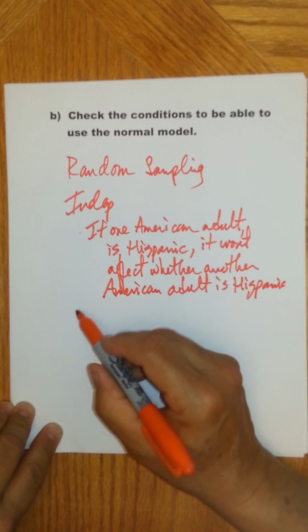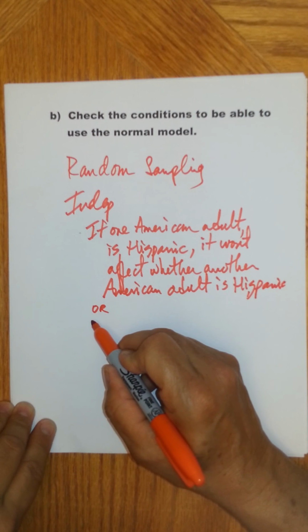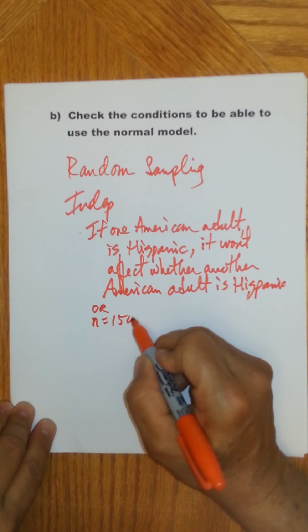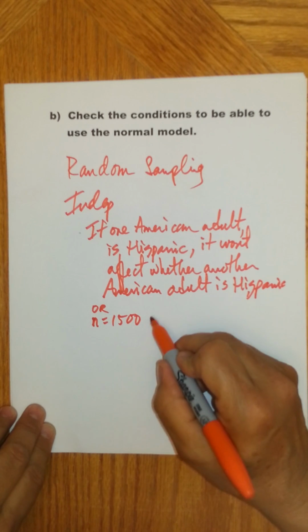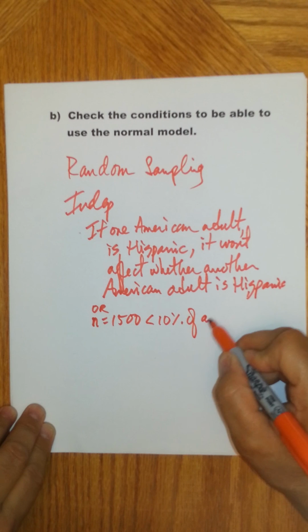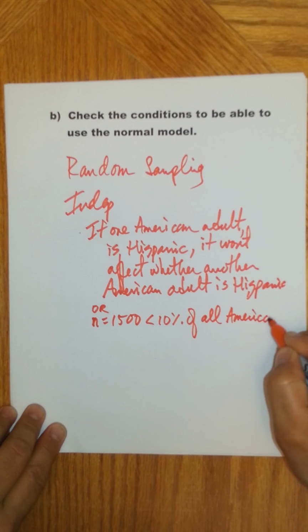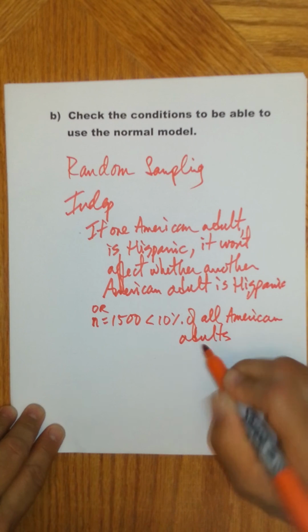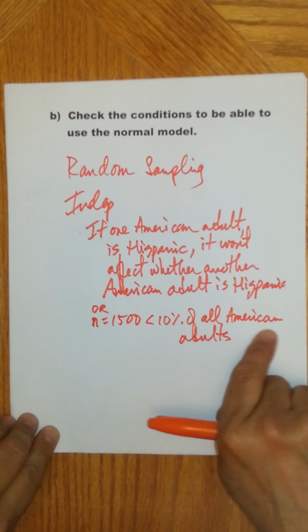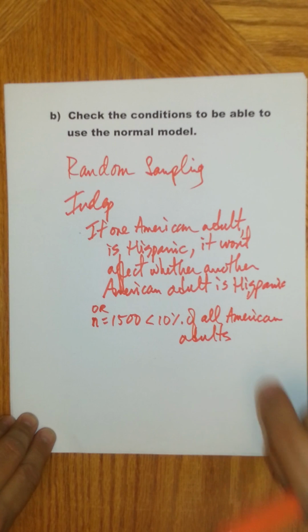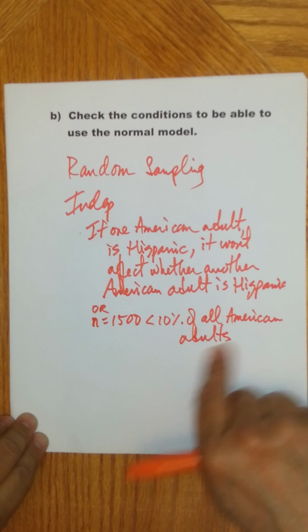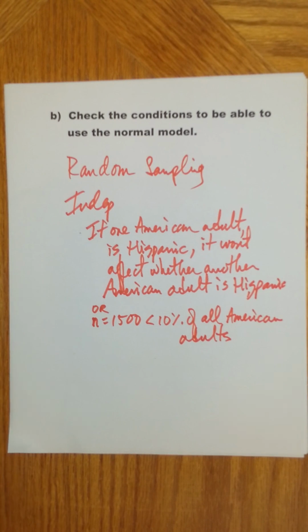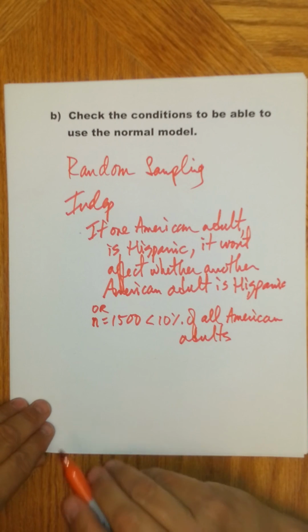Or you could use the 10% rule. You could say N, which is 1,500. If I multiply that by 10, that'd give me 15,000, and that's certainly less than 10% of all American adults. Be careful not to say that it's less than 10% of all Hispanic American adults, because that's just the people with the trait. We want to say that the sample size is less than 10% of the population, and the population is both yeses and nos, not just the yeses. So be careful about that.